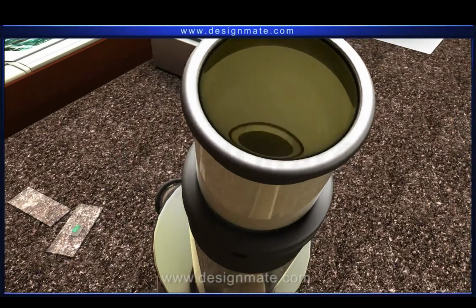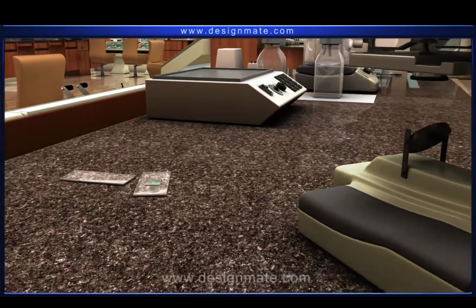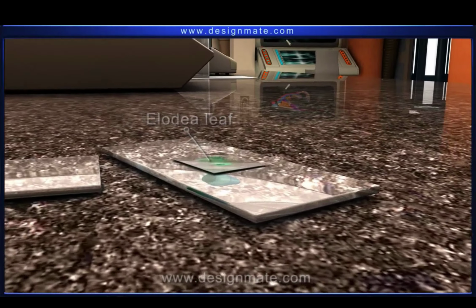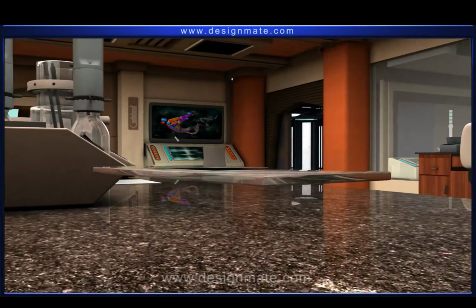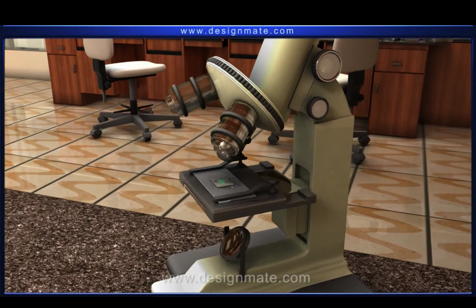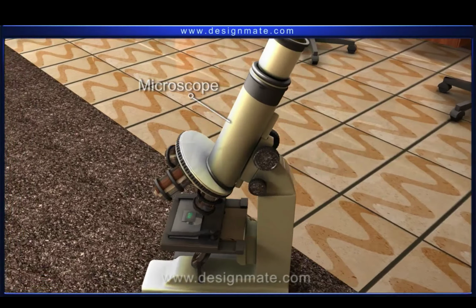Let us now observe another type of cell. The cells of the Eschooly leaf, since the leaves are thin and delicate, we can observe them clearly under the microscope.